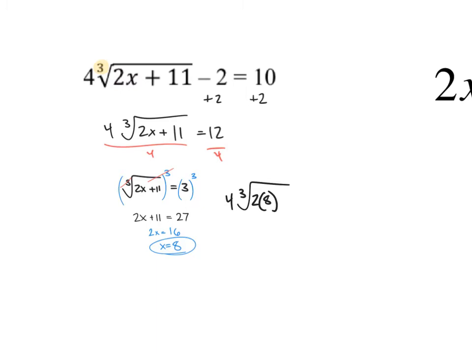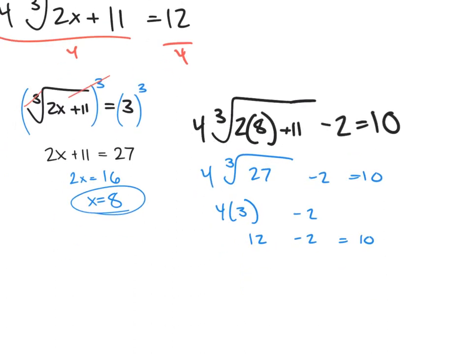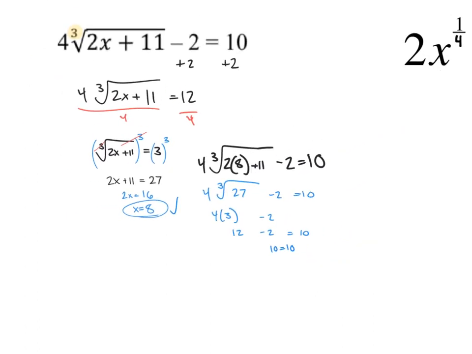So we have 2 times 8. And we're hoping all this lands at 10. So 2 times 8 is 16, plus 11 is 27. Cube root of 27 is 3. So we have 4 times 3, which gives us 12. And then when I subtract that 2, we get a true statement that 10 is equal to 10. So 8 indeed checks out. So the only thing that was different about this problem is that you had to use cube root instead of square root.